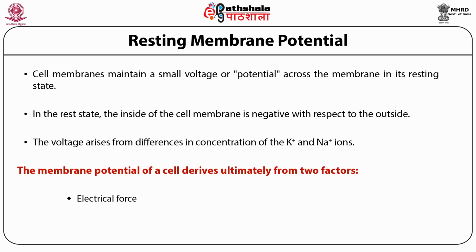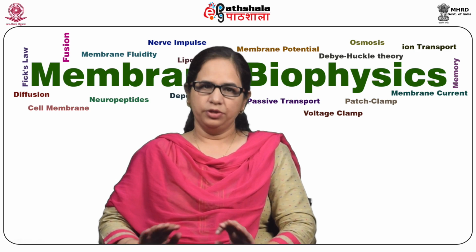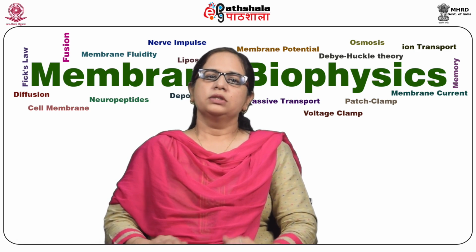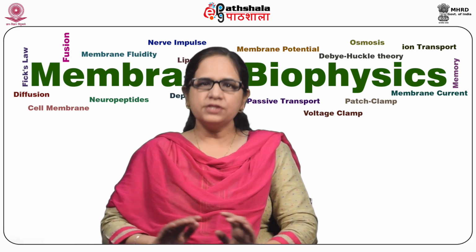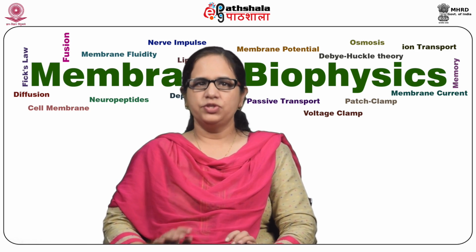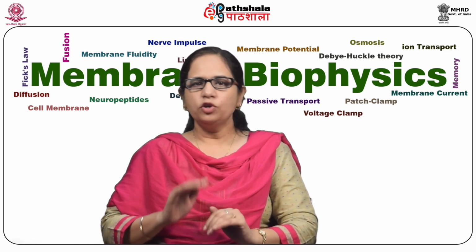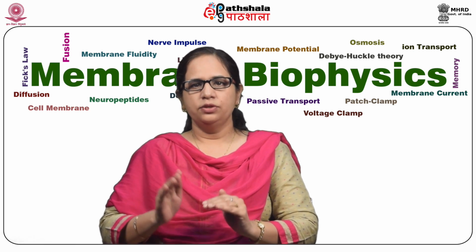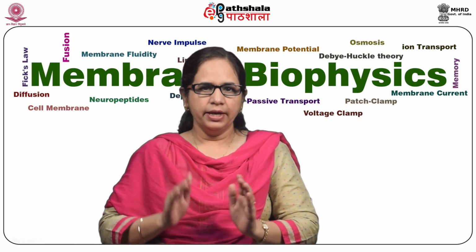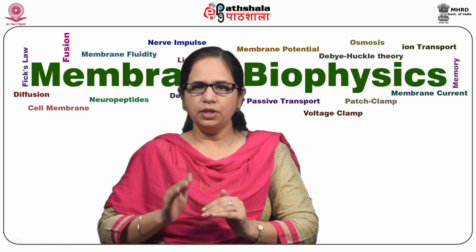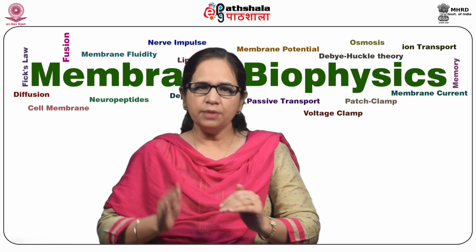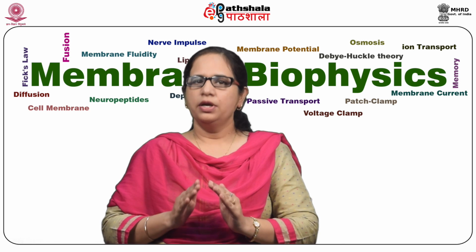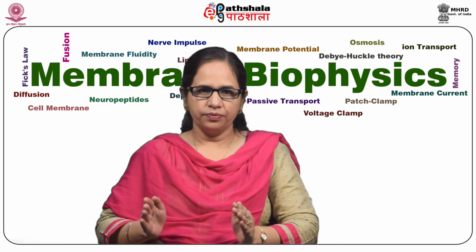First one is electrical force and the second one is diffusion. The basis of membrane potential. The electrical force arises from the mutual attraction between particles with opposite electrical charges, that is, positive and negative, and the mutual repulsion between the particles with the same type of charge, both positive or both negative.